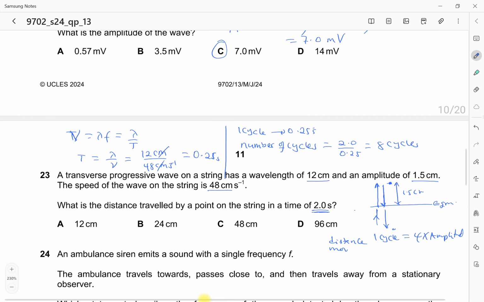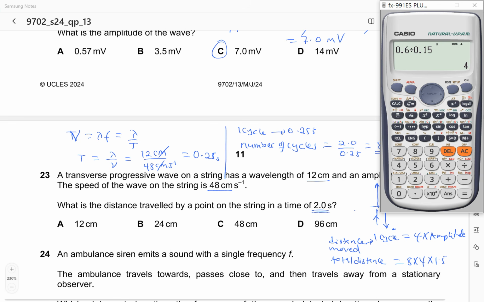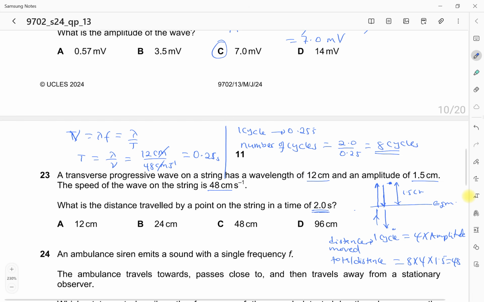Distance moved for one cycle is 4 times the amplitude. But now the particle, after 2 seconds, has moved 8 cycles. So the total distance is going to be 8 times 4 times 1.5, which gives us 48 centimeters. So that means for question number 23, the answer is going to be C.